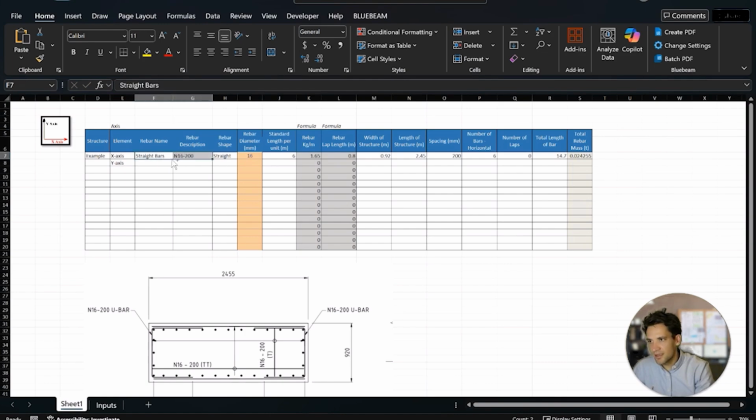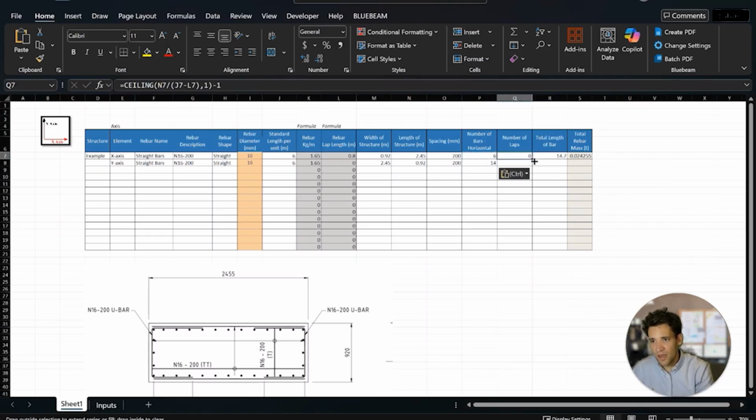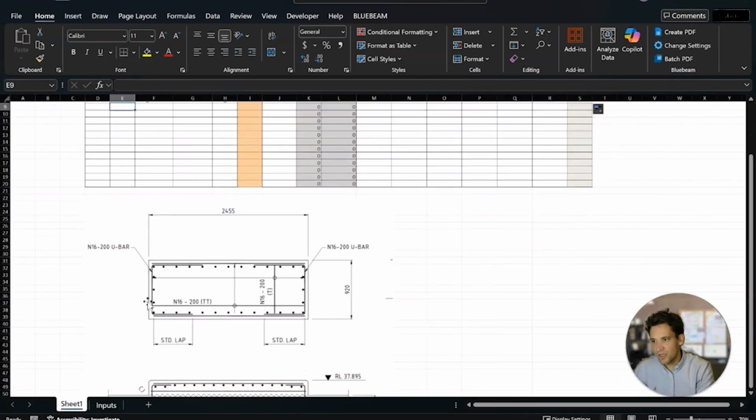Straight bars at N16 200. Copy that. Straight N16. Standard length is 6 meters. The width of the structure in this one is going to be the X length, so 2.45, 0.92, 200 spacing, and then copy that formula down. It's going to be 0 laps as well because it's not longer. It's going to be a total of 12.88 meters. So that covers the Y direction.